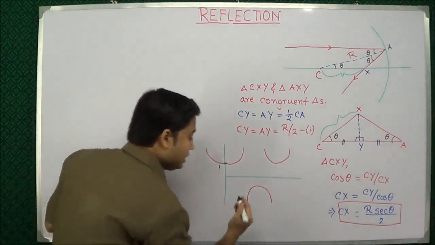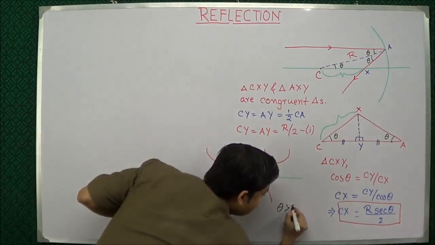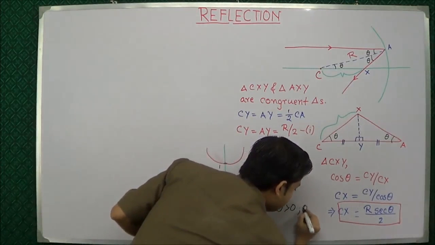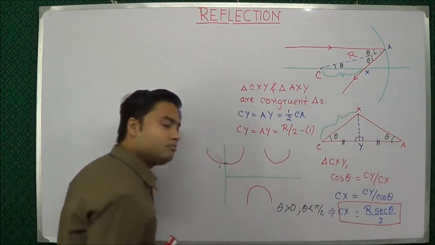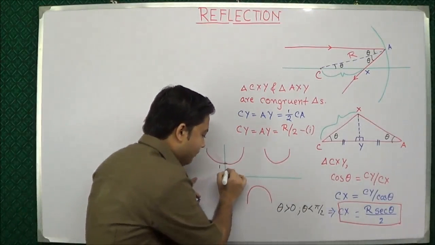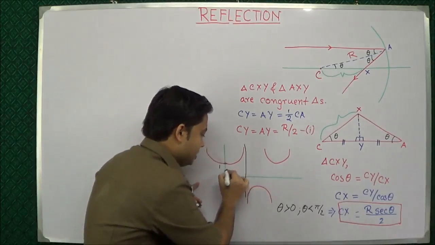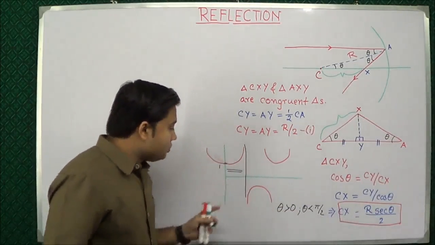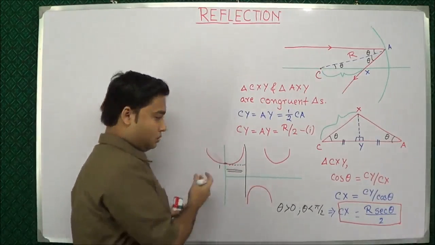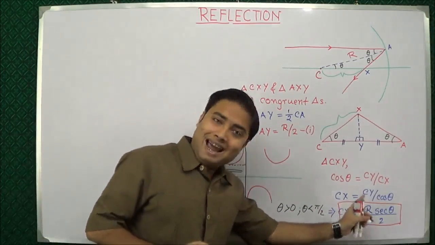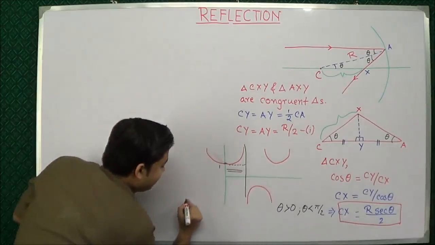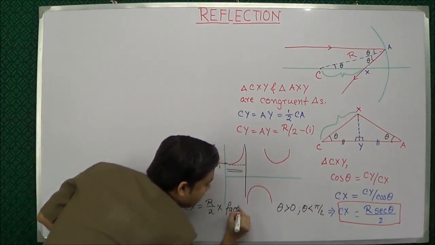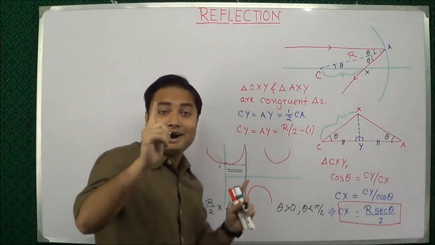And if we increase theta such that theta is greater than 0 but less than pi by 2, then our graph will be confined to this particular region. If the value of theta is greater than 0 over here, then sec theta will be more than 1. So the value of CX at that point will be R divided by 2 multiplied by a factor, and this factor will obviously be greater than 1.